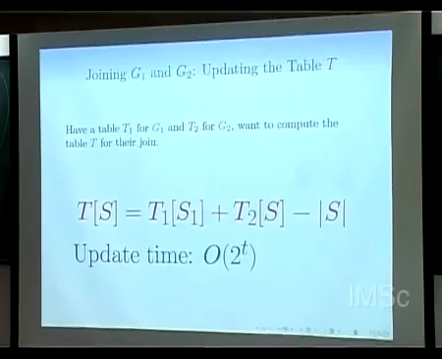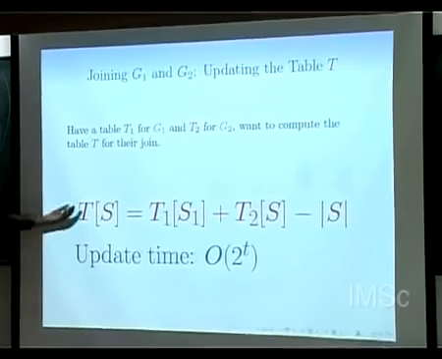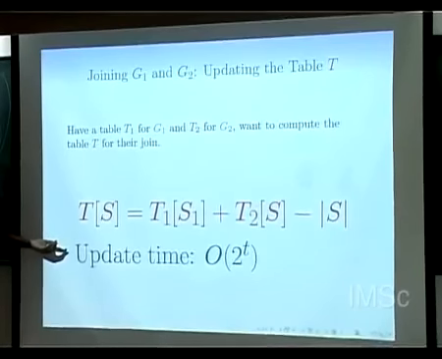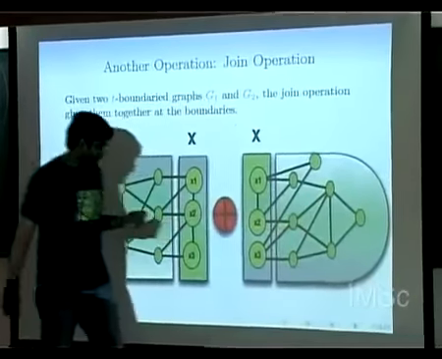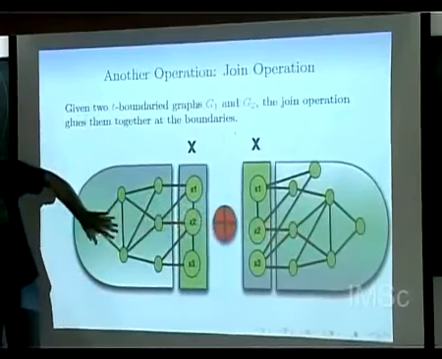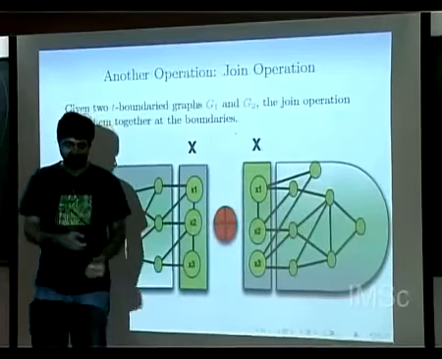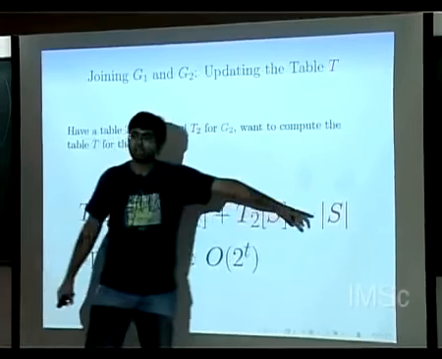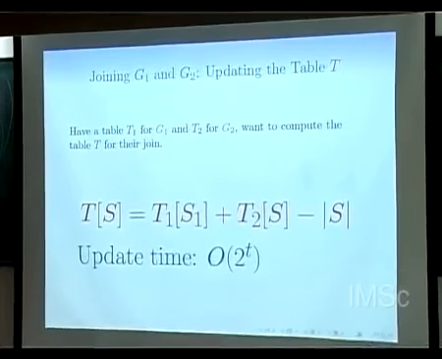Isn't it trivial? So what is T of S? What is this S1? Now, independent set here and independent set there, there is no edge from here to here, right? So whatever independent set I can extend here and whatever independent set I can extend here, I can put them together to make an independent set. But the only thing is that S is counted on both sides, so you subtract S. That's it. And I can do this operation very fast, in 2 power t time.